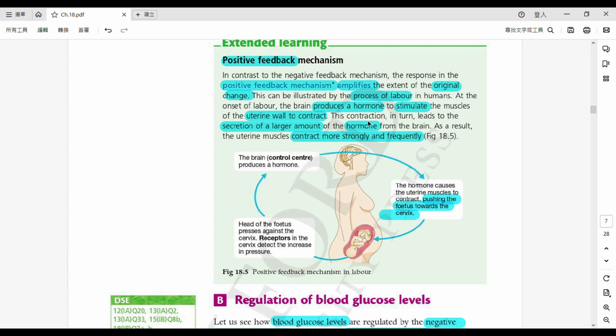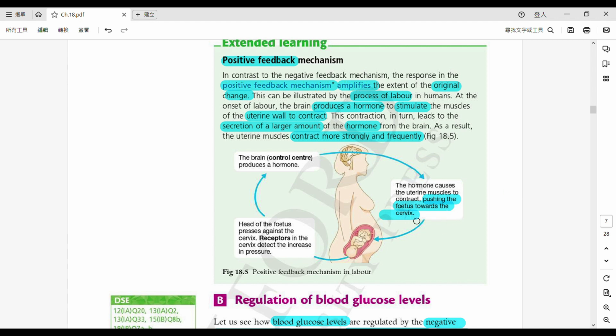Alright, but this contraction will lead to the secretion of a larger amount of hormones. So first of all, when you are giving labor, it will produce a little hormone, so that your uterine wall will contract. It continues to contract, and when it contracts, it will continue to secrete more hormones. Therefore, your uterine muscle continues to contract more strongly and more frequently. Until when? Until you push the fetus out through the cervix.